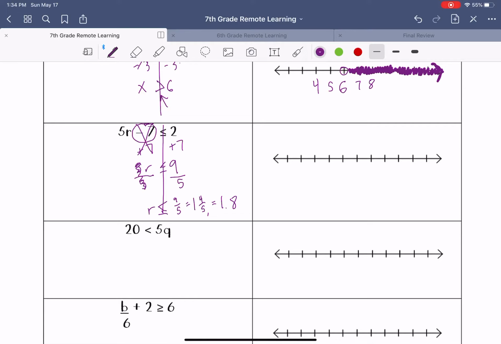Okay? And so, let's see. I'm going to look at this as being 1 4/5. So I'm going to put 1 right here. I'll put 2 right here, which means 1 4/5 is going to be about right here. It's a little bit past the half line. Okay? 1 4/5. And this is a less than, my inequality is less than, which means I'm going to shade to the left, where the numbers are smaller.